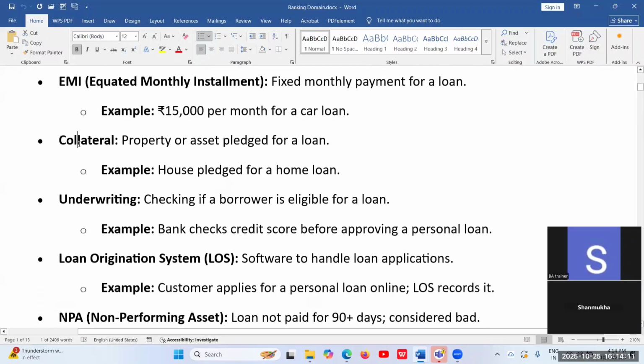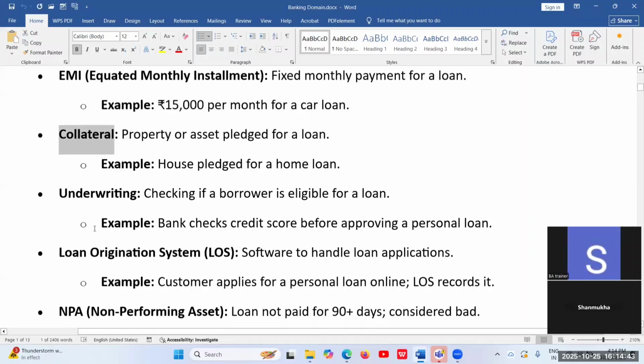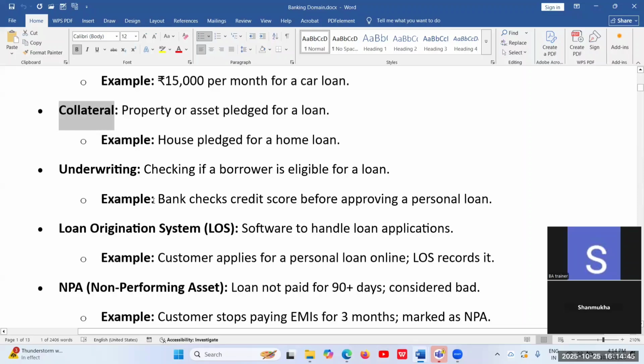And next we have collateral. Collateral is nothing but property or assets pledged for a loan. For example, while taking a loan from the bank, whatever evidence or proofs you put with the bank in order to take the loan, we call those things collateral. People will keep gold, some people will keep their properties. Such things are called collateral in the banking industry.